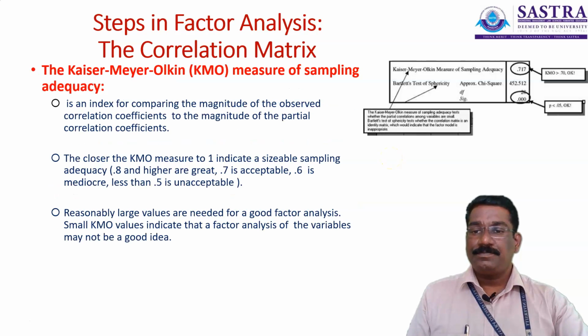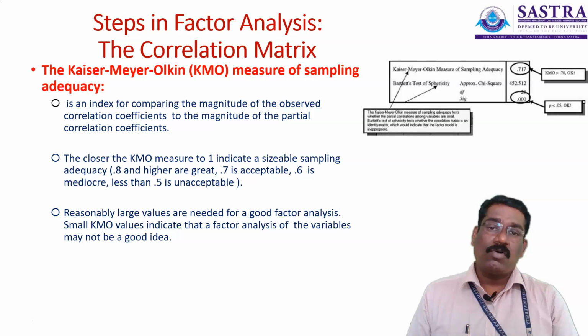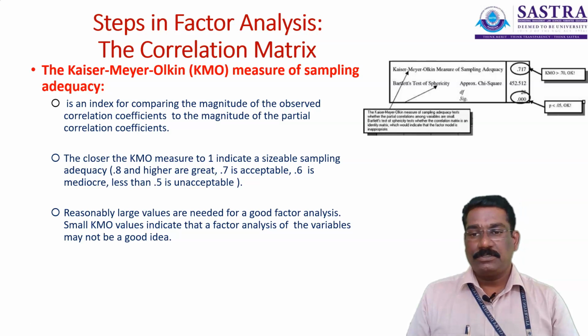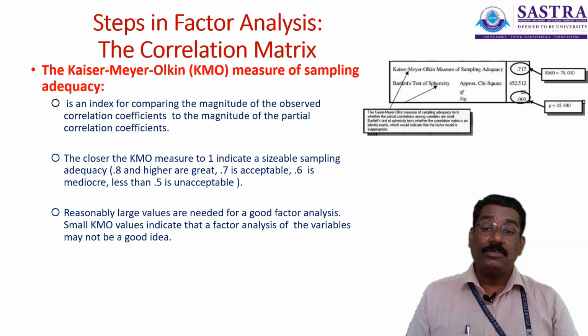And moving further, we have one more test called the Kaiser-Meyer-Olkin test, which is called the KMO measure of sampling adequacy. It is an index for comparing the magnitude of the observed correlation coefficients to the magnitude of the partial correlation coefficients. So the closer the KMO measure is to 1, the more it indicates sizable sampling adequacy. I mean, whether adequate sampling is there in order to execute factor analysis or not. This can be done using this test.